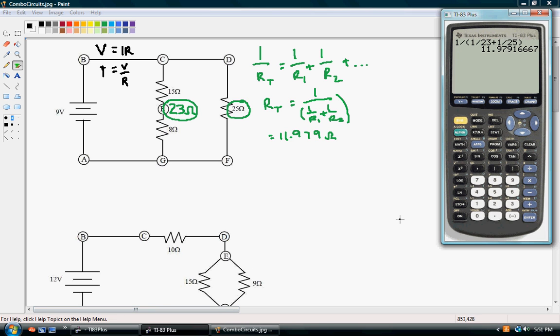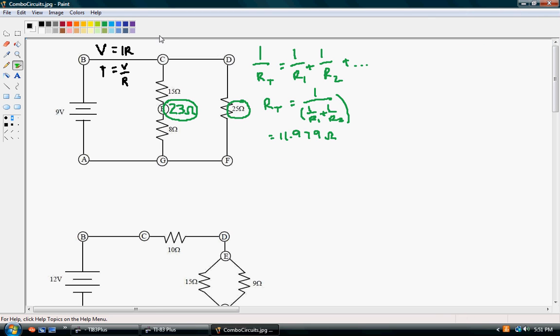Alright, so back to this. We know that we have a total voltage of 9 and a total resistance of 11.979. So we have a total current of 0.751. Okay, so I'll say total current 0.751 amps. And it's going along this way. Well, at this point, it's split into two different paths. So we want to know, okay, what's the current for each path?